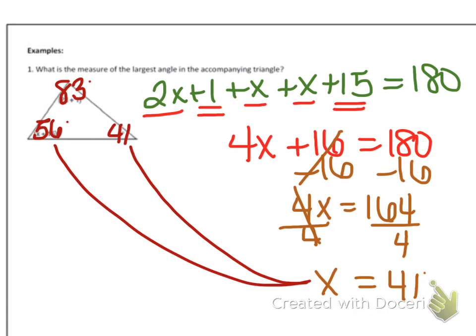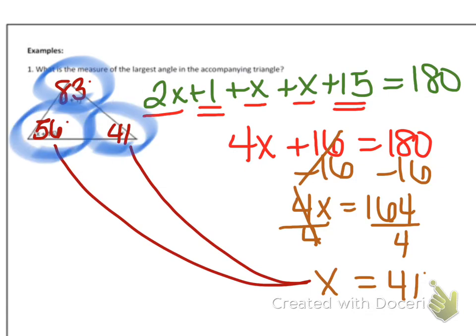Okay, a quick check would be adding these angles up, making sure they add to 180, which they do, so we're good there. And then it's asking for the largest angle out of the 83, the 56, and the 41, which would be the 83. So the measure of the largest angle would be 83 degrees.